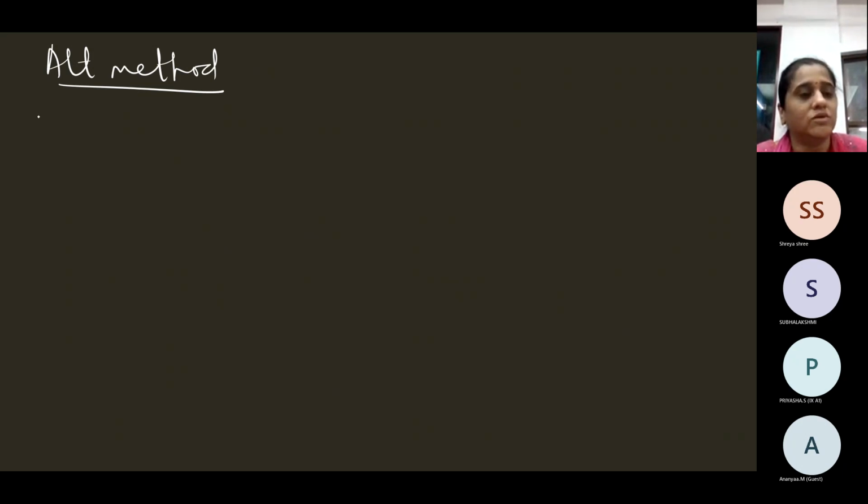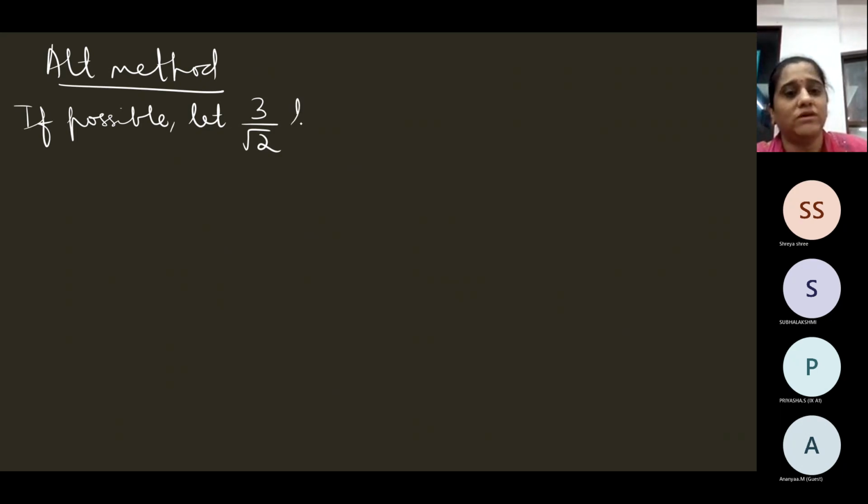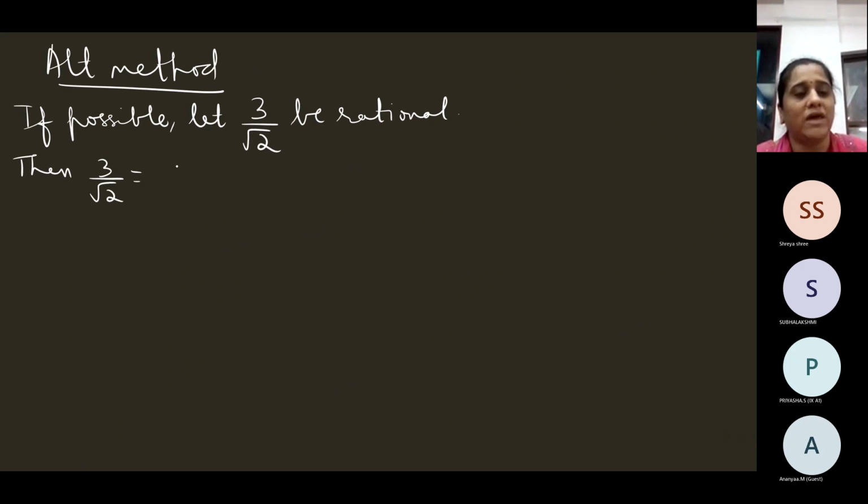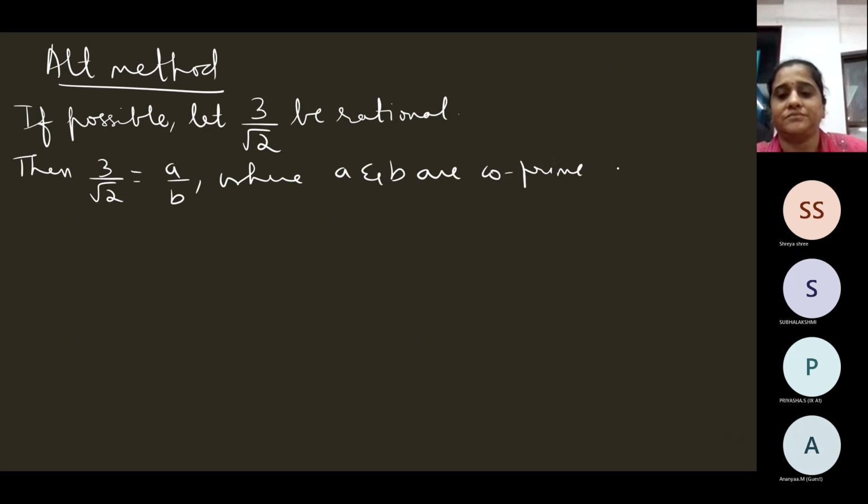So if possible, again, we start like this. If possible, let 3 by root 2 be rational. Then, if it is rational, 3 by root 2 will be of the form A by B, where A and B are co-prime integers. Denominator B should not be 0. Now square on both the sides. So you will get 3 by root 2.